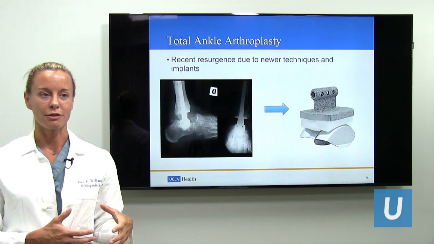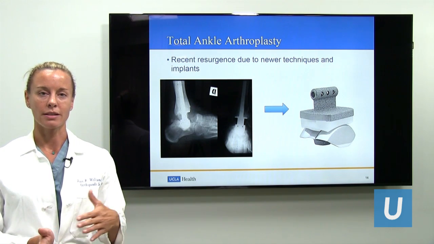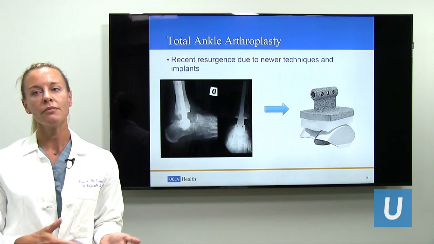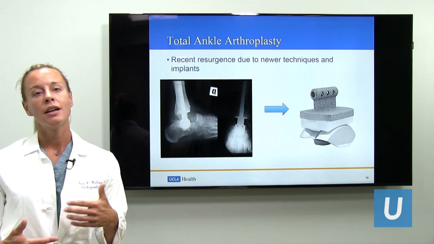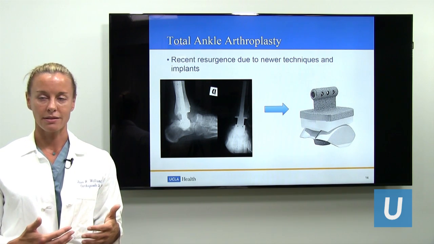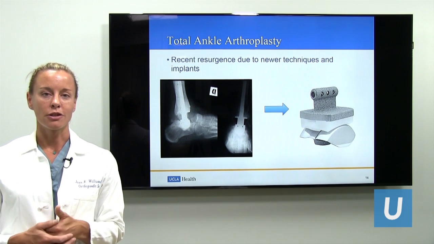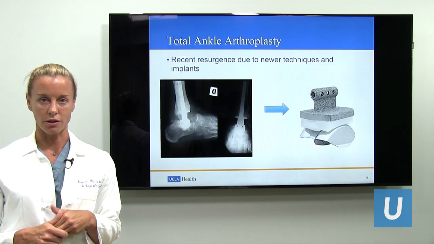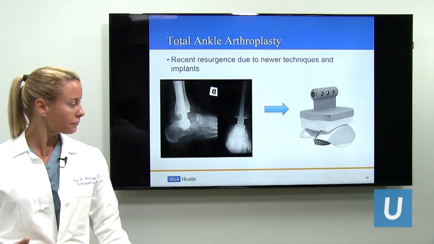So those early ankle replacements failed, they were horrible, and so that's kind of why everyone got rid of them and kept working on fusions for a long time. As we've learned more about the biomechanics of the ankle joint and we've developed newer implants that work a lot better than that, this has started to become a more common procedure over the last probably 10 to 15 years. And the outcomes with it have gotten a little bit better.